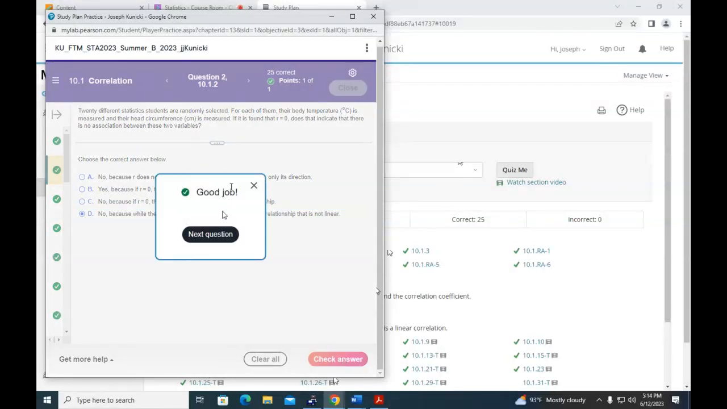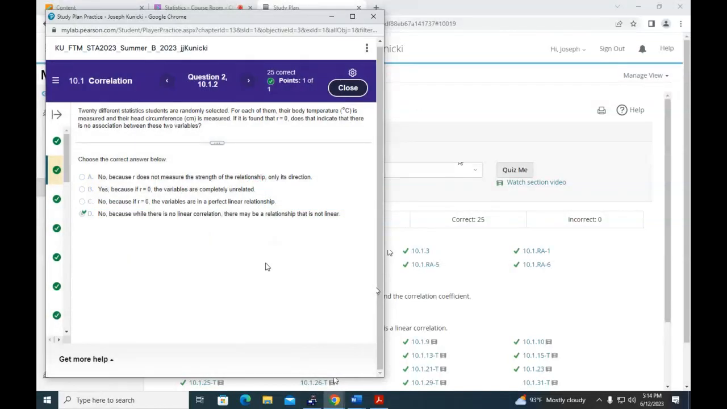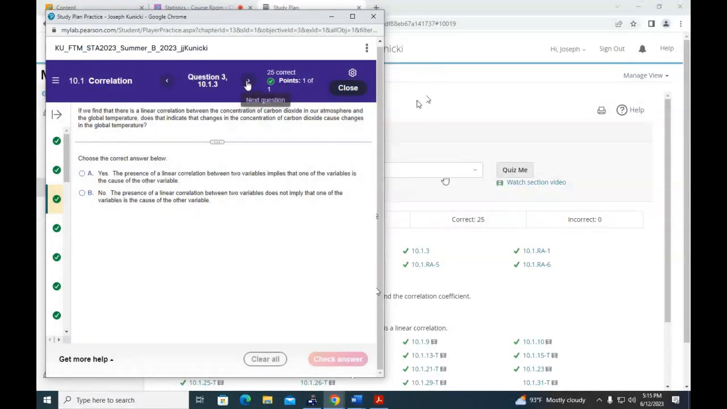If you read the answer, no, because while there's no linear correlation, there may be a relationship that's not linear. Because if you had a parabola that fitted the data, it wouldn't necessarily fit a straight line, so R would be 0, or effectively zero, but you wouldn't know that there was a relationship unless you looked at the scatter plot.